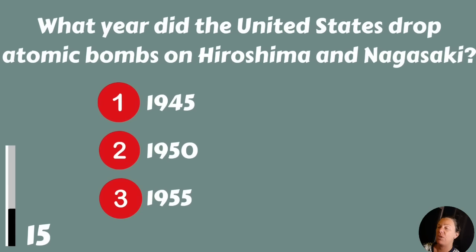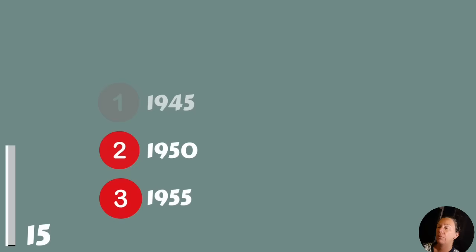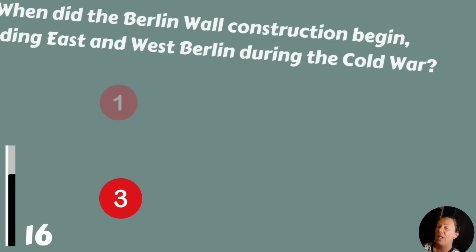1945, 1950, or 1955? 1945. When did the Berlin Wall construction begin, dividing East and West Berlin during the Cold War?